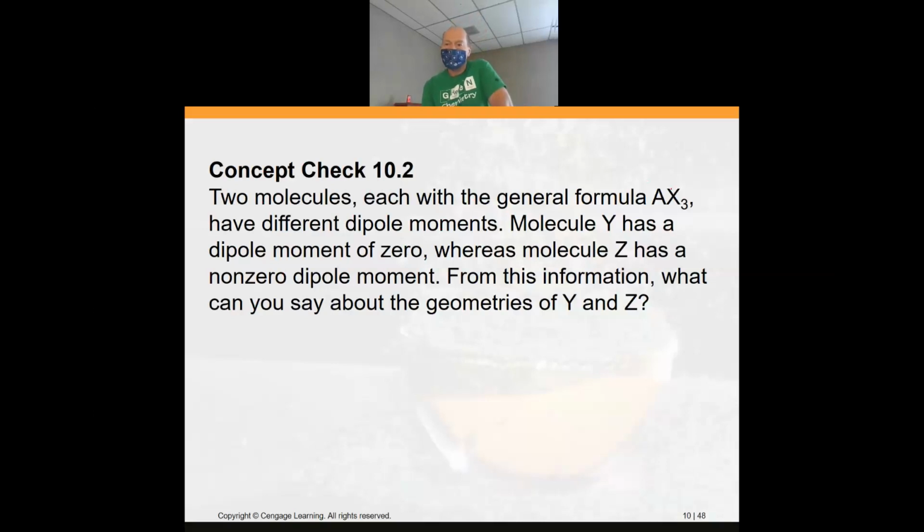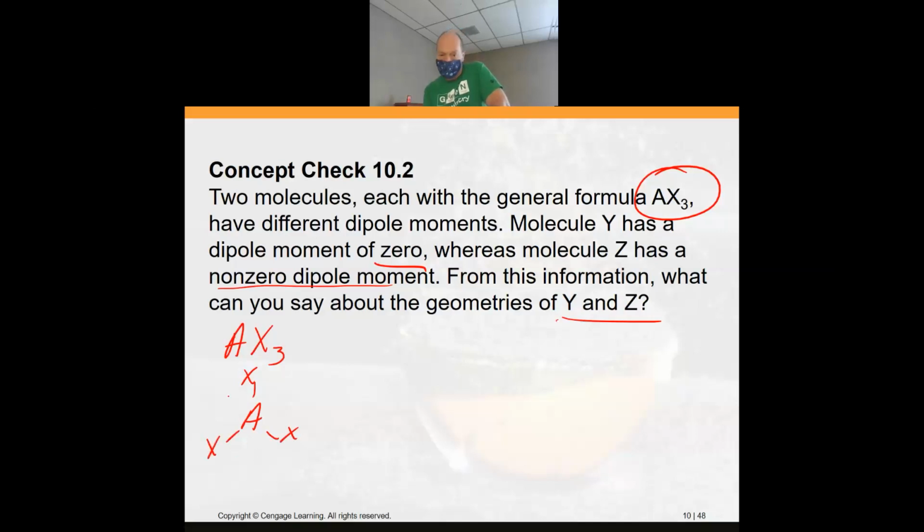All right, so we have two molecules, AX3, that have different dipole moments. One has a dipole moment of zero, whereas molecule Z has a non-zero dipole moment. So we have a nonpolar and a polar, Y and Z. With your AX3, we could be trigonal planar. If you're trigonal planar and all three of these are the same, say three fluorines or three chlorines, this one would be perfectly symmetrical and have a zero dipole moment, which means it is nonpolar.